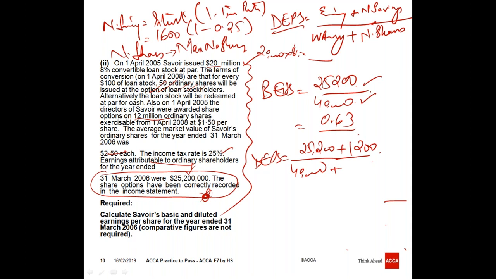So actually 1200 will be saved when the company has converted the convertible loan. So we are assuming that the company has converted the convertible loan at the start of the year. Then what will be the savings? The savings will be 100 into 50. So 20,000 divided by 100 multiplied by 50.